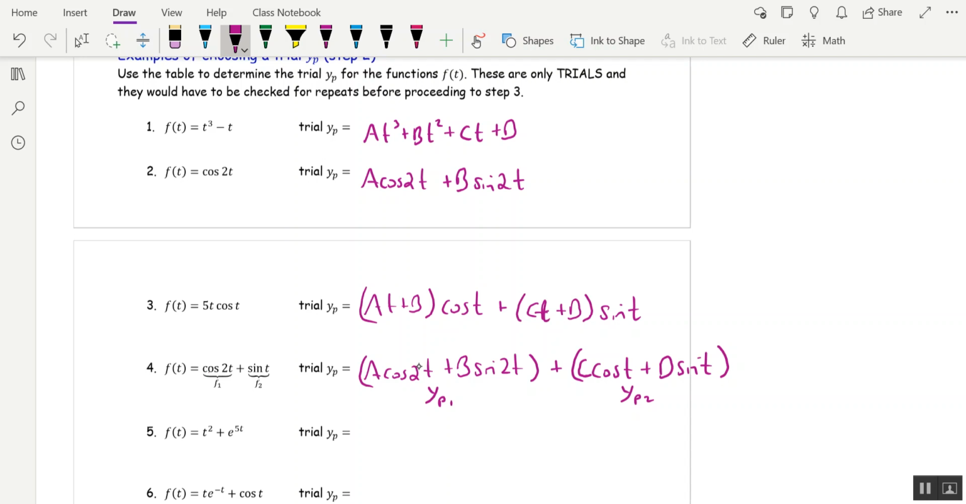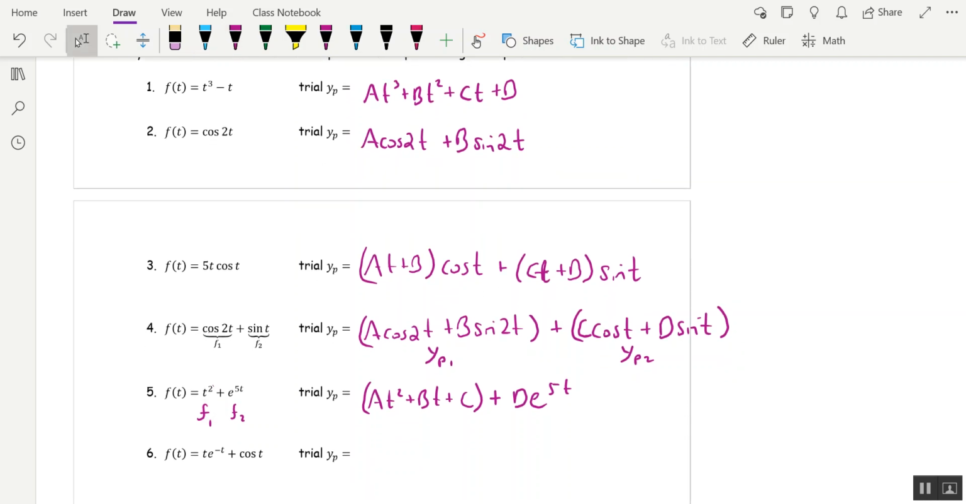Okay, the next one is also a sum of an F1 and an F2. So my trial YP is going to have the form YP1 plus YP2. YP1 is going to be a generic quadratic, AT squared plus BT plus C. And then my YP2 is going to be a constant times e to the 5t. So I can't use a again. I have to go to d e to the 5t. I'm just making that distinction because when we get to the next part where we check for repeats, if there's a repeat in YP1, we're only going to multiply YP1 by t, not YP2. So it's important to keep track of where these come from.